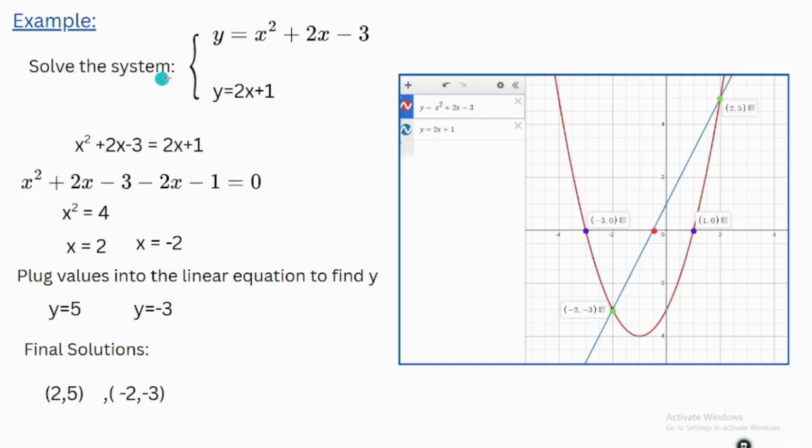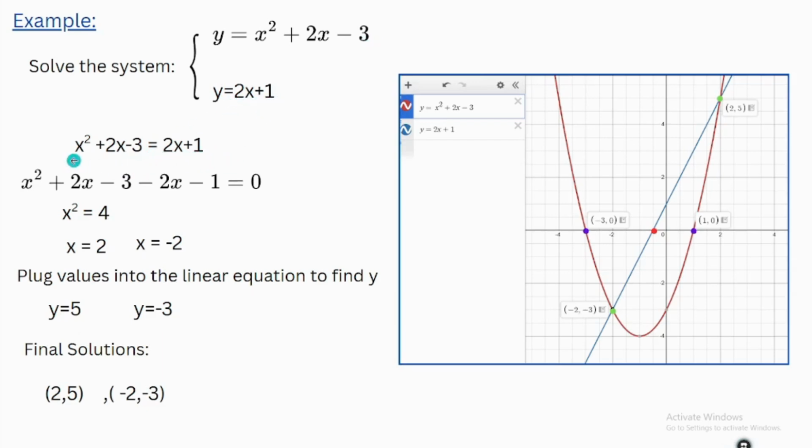Solve the system y equals x squared plus 2x minus 3 and the linear equation y equals 2x plus 1. We notice that here is y equals and here is y equals. To find the intersection point, we have to take the two y's and make them equal. So we will write x squared plus 2x minus 3, the quadratic equation, equals 2x plus 1.